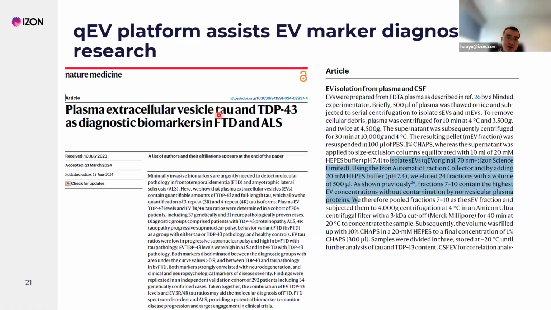And this is the paper they published this year, a Nature Medicine paper about marker identification. They used the QEV original. You can see it's using the 17 nanometer resin because they need to remove more of the lipoproteins. Fewer lipoproteins and more purity of the EVs is better for EV diagnosis. They also used multiple AFCs and collected fractions 7 to 10 to finish the study. After finishing this study, they started to use the robot system to automate all the procedure.